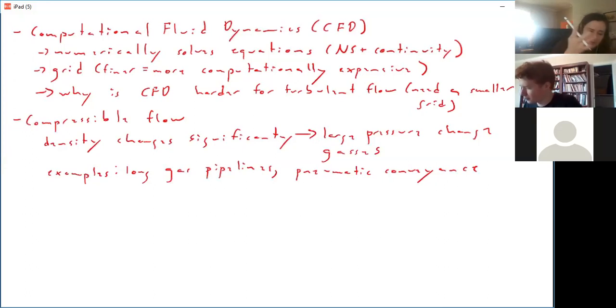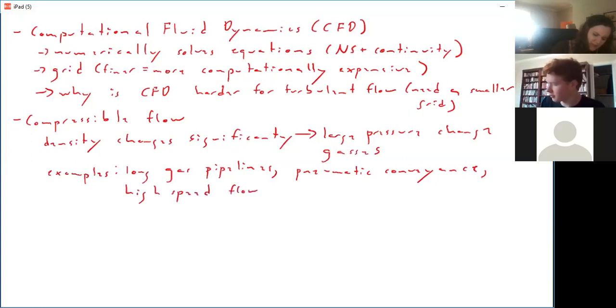So in order for that to work, there kind of has to be a big pressure difference. So it's going to be compressible. And then we also talked about high speed flows, Mach number greater than about 0.3.